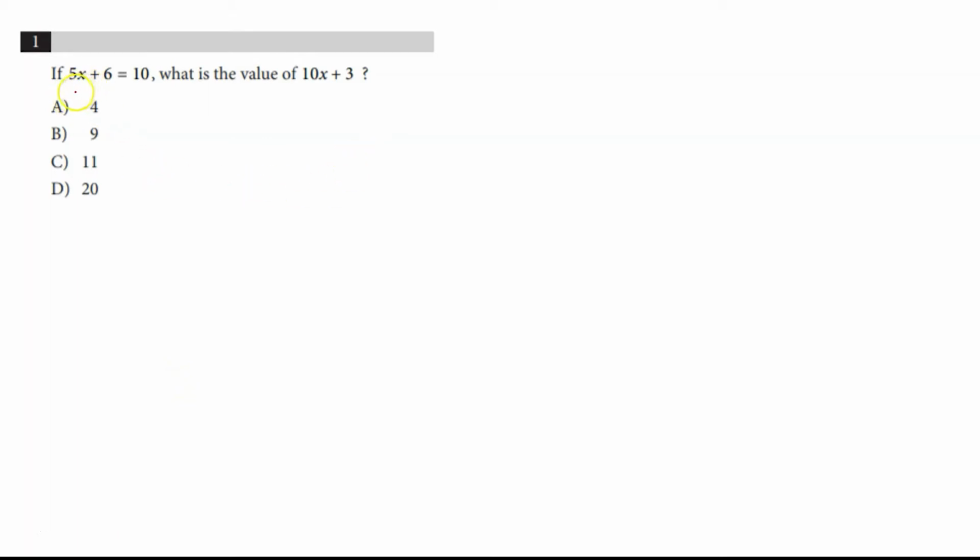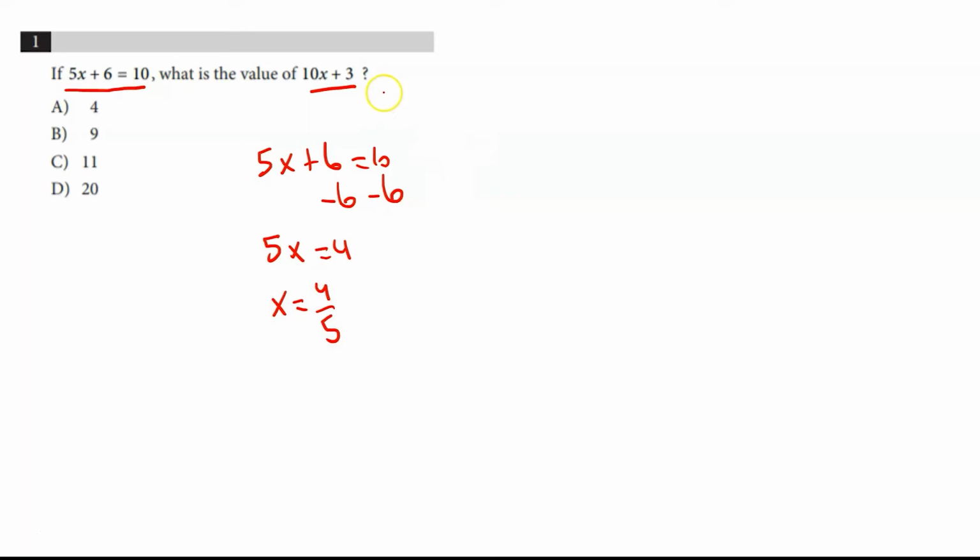Question 1, we have the equality that 5x plus 6 equals 10, and we want to find the value of 10x plus 3. So we can solve for x. By subtracting 6 from both sides, we have that 5x equals 4. That means x equals 4/5. Plugging back into what we are trying to find, 10 times 4/5, which is x, plus 3. So here we have 10 times 4, which is 40, divided by 5, that's 8. 8 plus 3 equals 11. That is answer choice C.